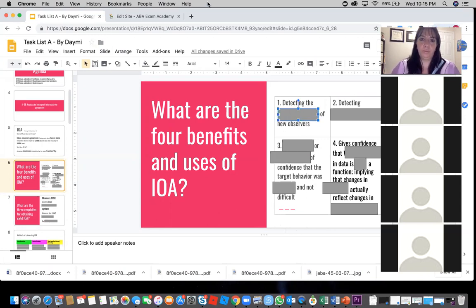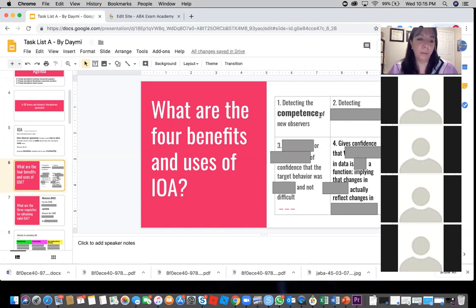The ability? The competence. Competency? The competence, very good. So we're gonna make sure that they know what they're doing. That's what we're doing in IOA, okay? For number 2 is detecting what? Drift. Yes, perfect. Drift, observer drift.